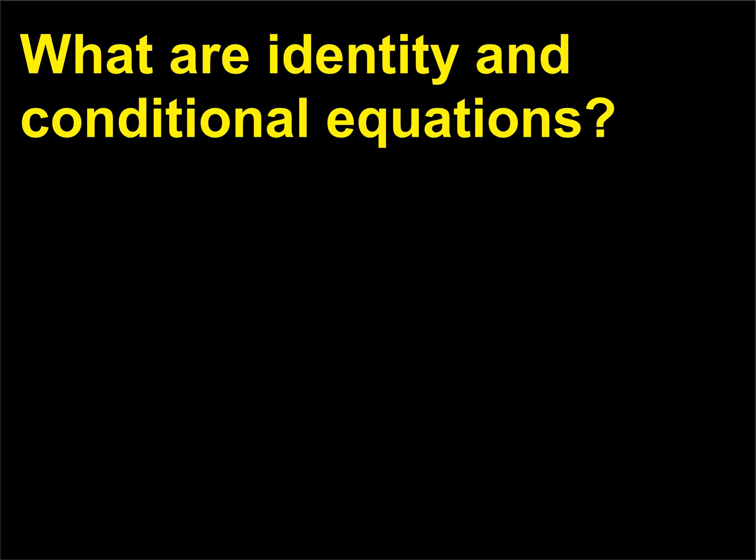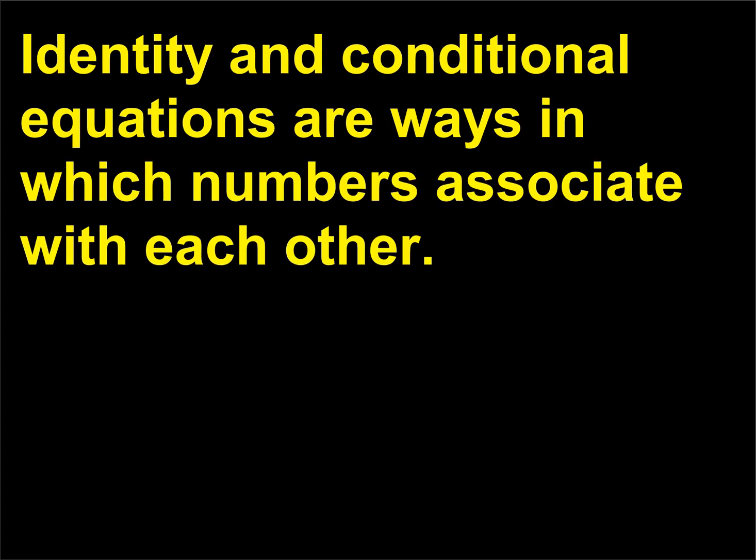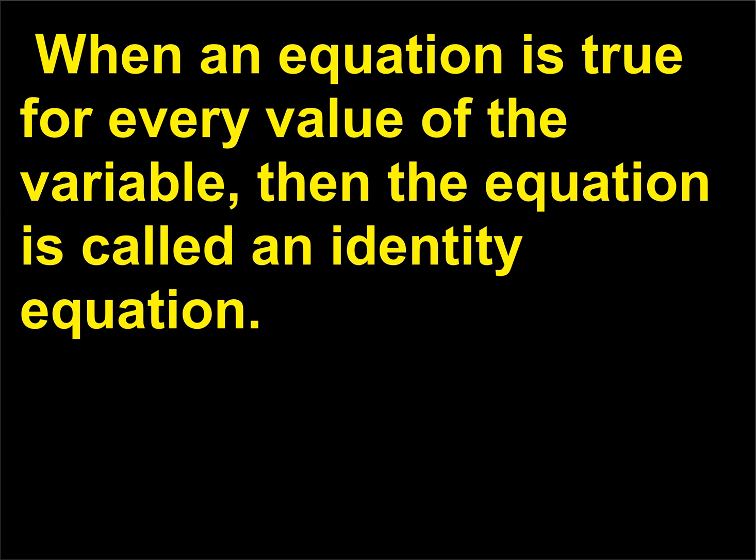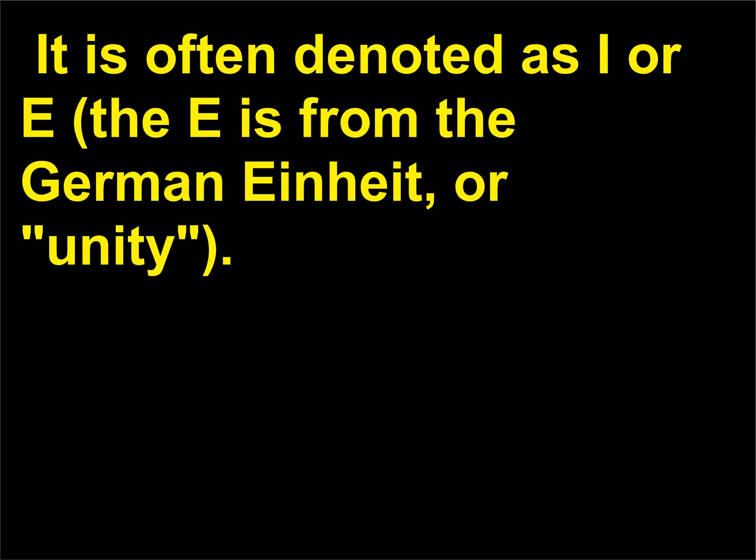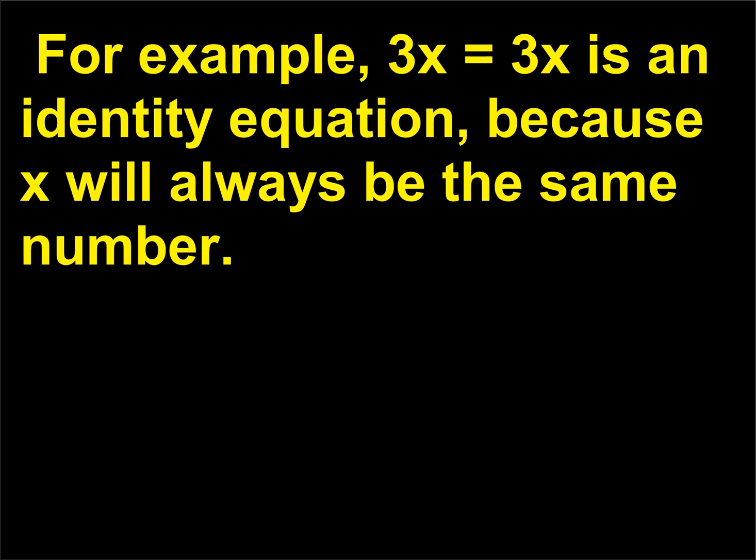What are identity and conditional equations? Identity and conditional equations are ways in which numbers associate with each other. When an equation is true for every value of the variable, then the equation is called an identity equation. It is often denoted as I or E, the E is from the German Einheit, or unity. For example, 3x equals 3x is an identity equation, because x will always be the same number.